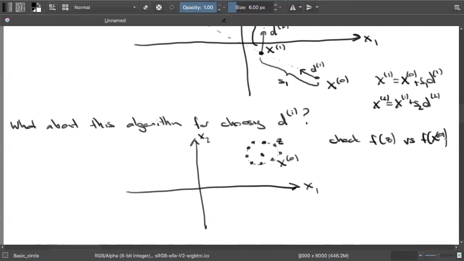Yeah. If you're in 100 dimensions, this is not going to work. Because what is a simple circle here will be a 100-dimensional sphere, and you're going to have to pick a lot of points. In fact, the number of points you pick is going to grow exponentially with the dimension.